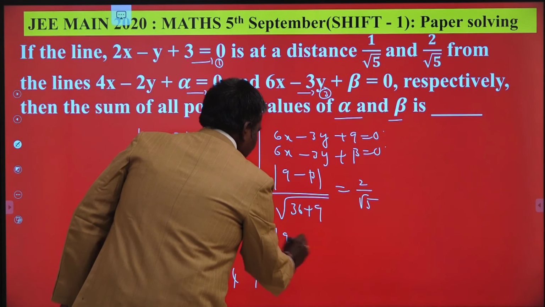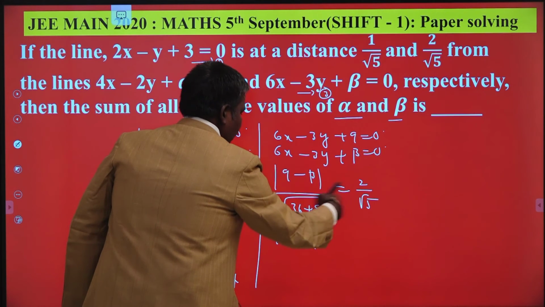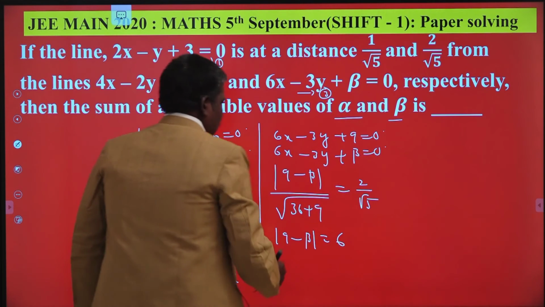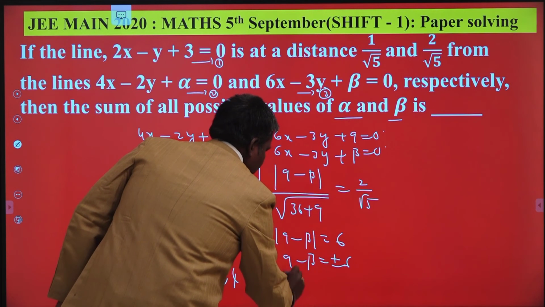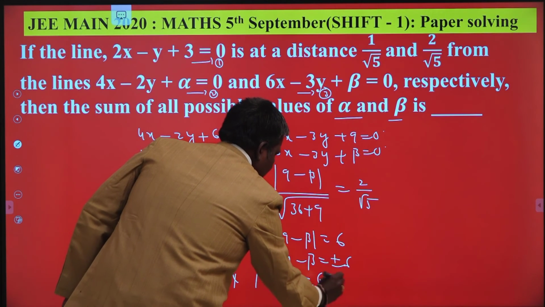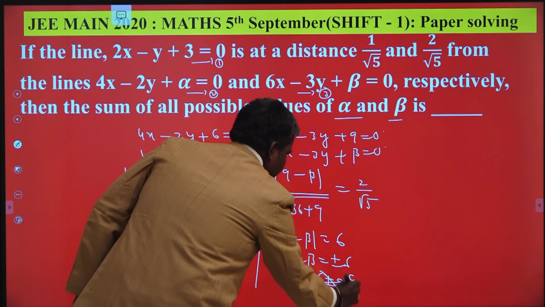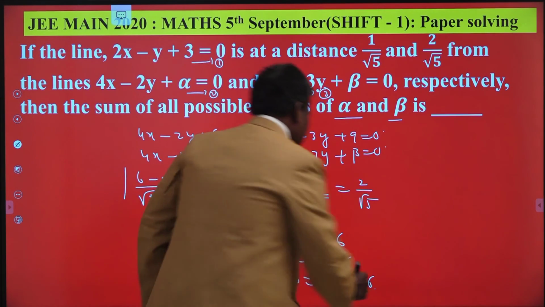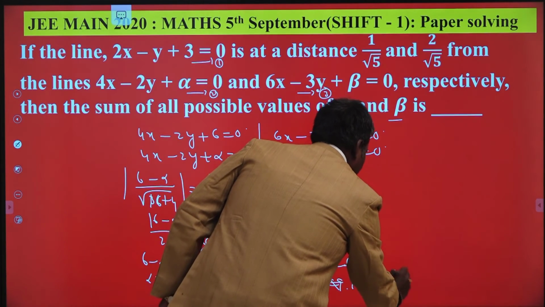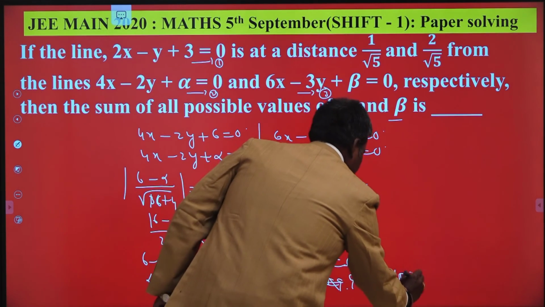So modulus of 9 minus beta is equal to 3. Root 5 cancels. 3 2s are 6. 9 minus beta is equal to plus or minus 6. Or beta is equal to 9 plus or minus 6. For plus, what happened? 15. For minus, 3.